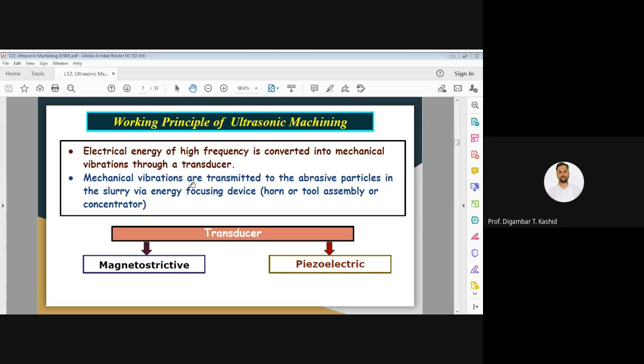But in the case of a magnetostrictive type transducer, most of the time you require a cooling arrangement. It adds to the cost of your whole system.